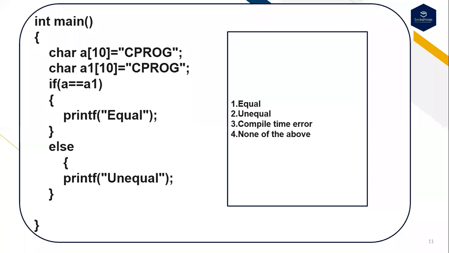This is the third question. In main, char a[] = "C programming", char a1[] = "C program". If a == a1, printf equal, or else part printf unequal. Predict the output of this code. These are all the following options. You can pause this video and predict the output of this code.